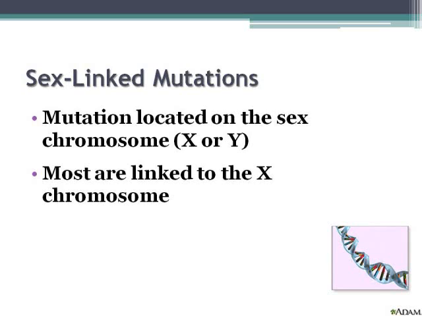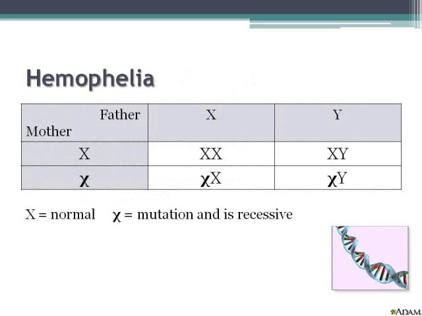Sex-linked mutations. These are mutations located on the sex chromosome, the X or the Y. Most are linked with the X chromosome. An example is hemophilia. Okay, here is the Punnett square for hemophilia.